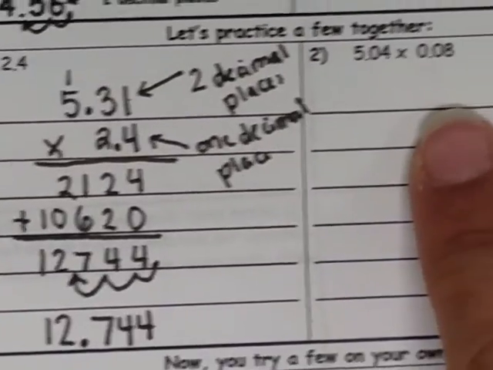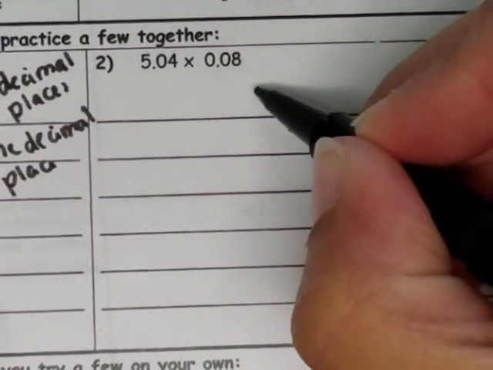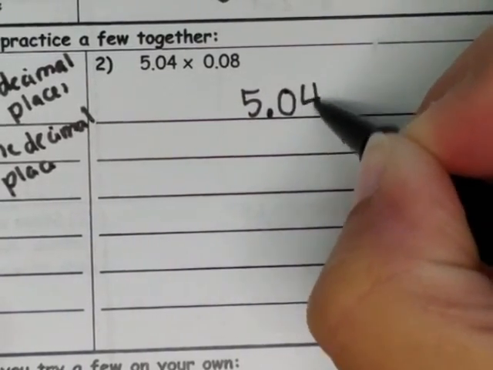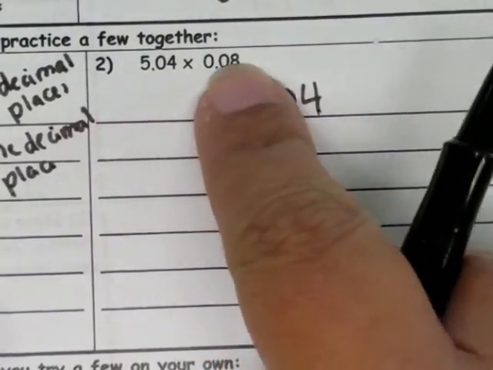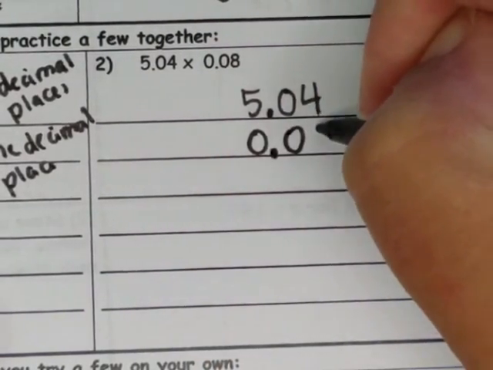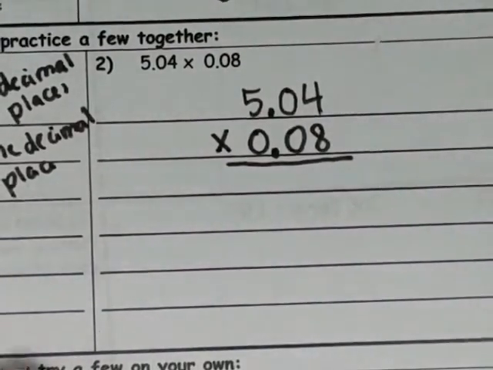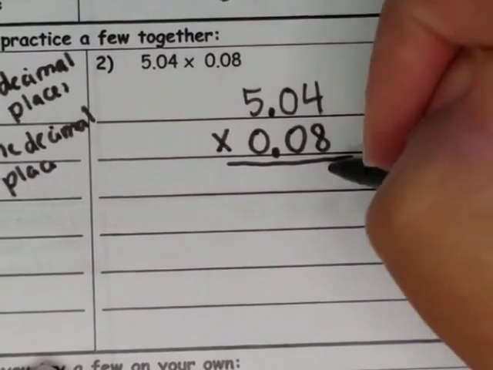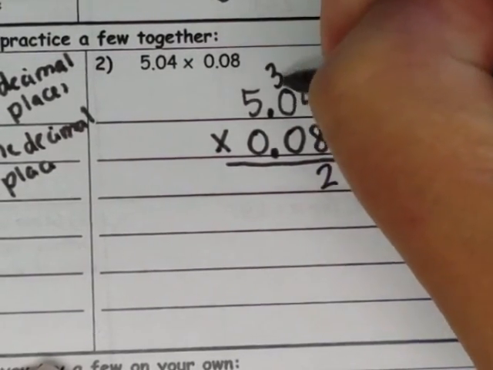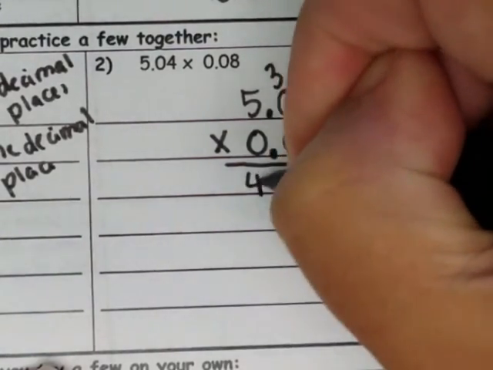All right, let's do another one just so you can see me do it again. All right, again, I like to write the longer number up top. These both have 3 numbers, so I'm just going to write them as so. All right, and then just multiply as normal. 8 times 4 gives me 32. 8 times 0 is 0, plus 3 is 3. 8 times 5 gives me 40.